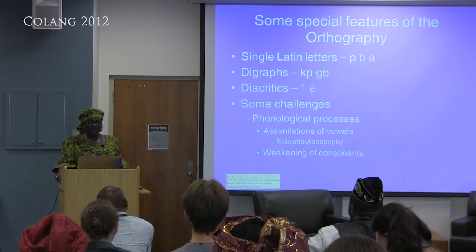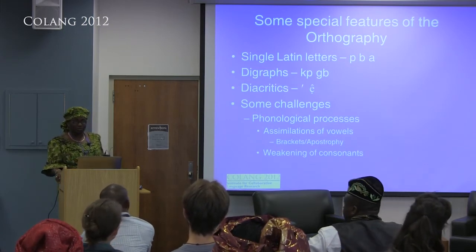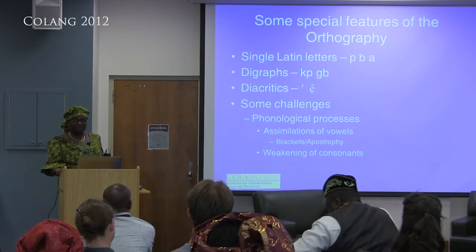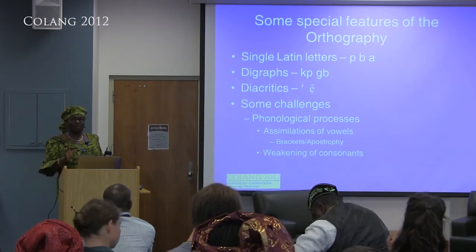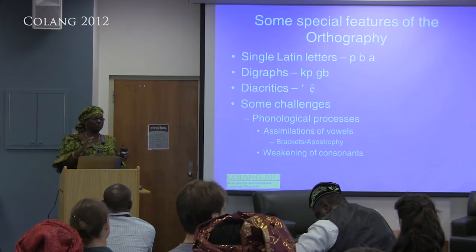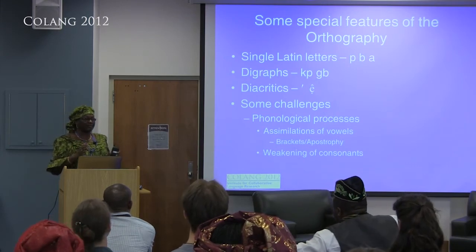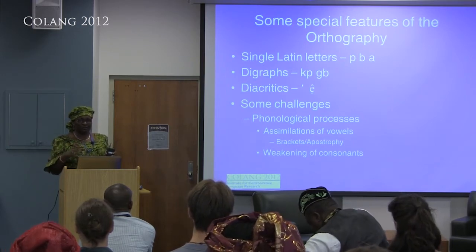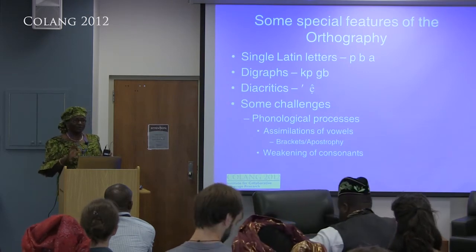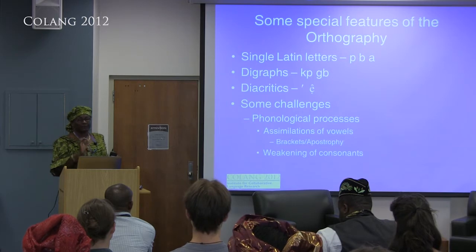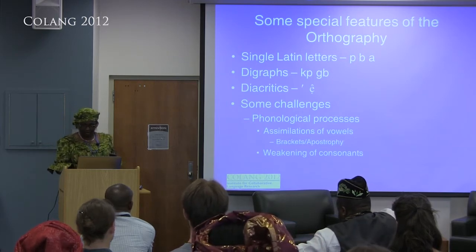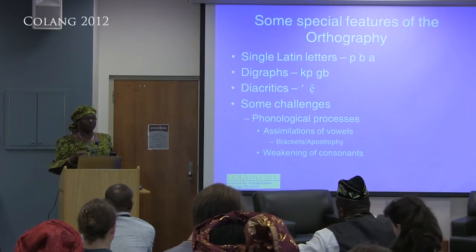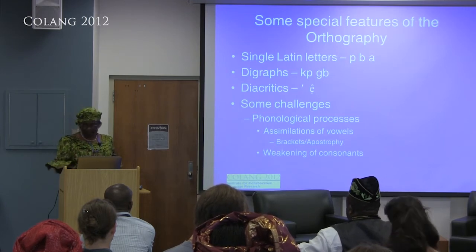But we had some challenges. The phonological processes that he also talked about posed a lot of problems, especially with regard to the assimilation of vowels. For a long time, we debated whether to use brackets to indicate that some vowels would not be pronounced, or whether to use an apostrophe. All of that took a lot of time, but eventually we decided not to use any of them and just use the underlying forms. And then the weakening that we also heard about posed problems. Sometimes we didn't know whether to use a particular symbol to represent the different allophones.